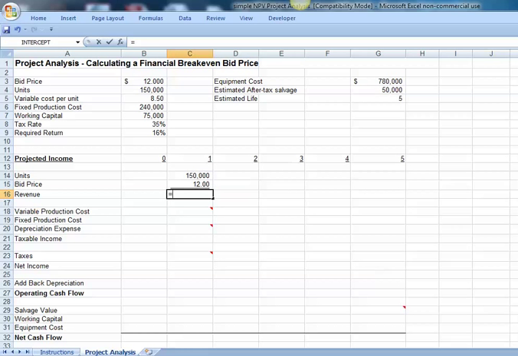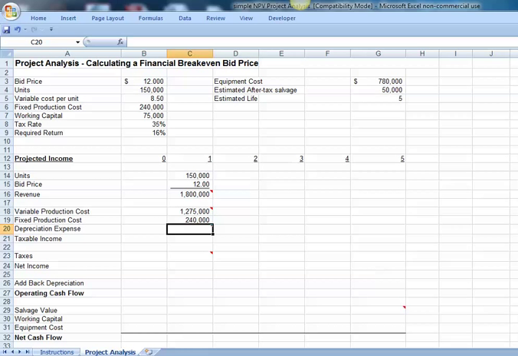Our revenue is simply going to be the bid price times the number of units. Our variable production cost will be our 150,000 units times a variable cost per unit of 850. And again, we're always going to want to come back to that cell, so we want to anchor that B5 with dollar signs in front of both the B and the 5. Fixed production cost, we're told, are 240. Again, make that an absolute cell reference.